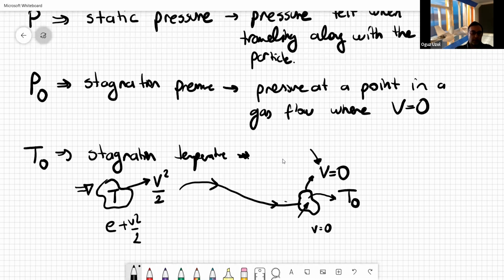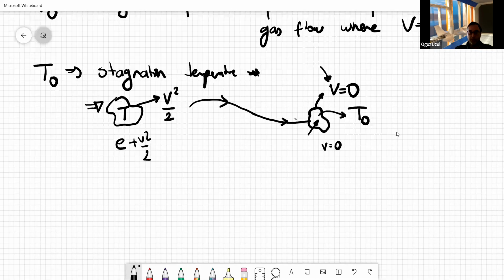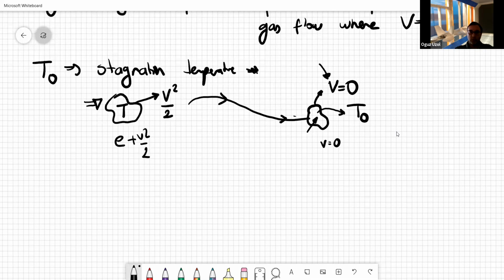We will see why in a short while. Now, related to this stagnation temperature quantity, we also define generally a stagnation enthalpy. And for a calorically perfect gas, this is basically Cp times T0, okay? Stagnation enthalpy. We will also come to this very shortly.